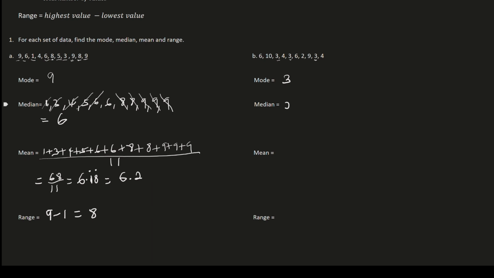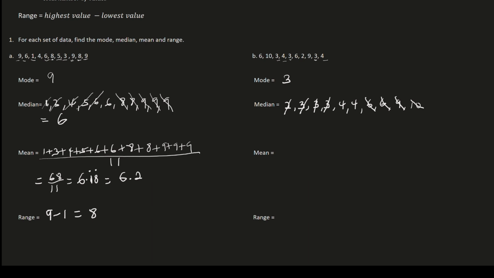We have 2, 3, 3, 3. Then we have 2 of the 4s. So the 3s are out. And then 2 of the 4s. Then we have 6, 2 of the 6. And then we have 9 and 10. Right, so to pick the middle number, we cross out the front and the back. So we go that way, this way until, oh, okay.